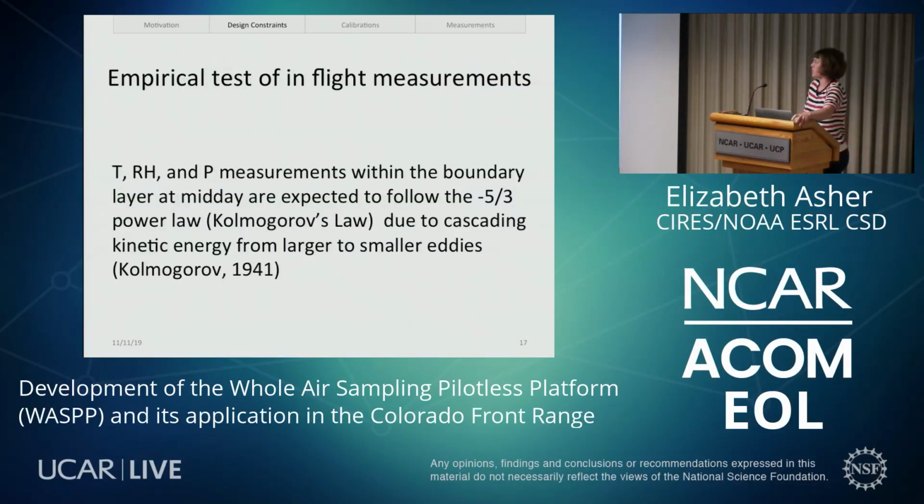Now, in addition to using previous studies as a guide, we also developed an empirical test to look at our in-flight measurements of temperature, pressure, and relative humidity, and use that as a gauge to decide if we were out of the copter rotor wash. So temperature, relative humidity, and pressure are expected to follow the negative 5/3 power law due to cascading energy from larger to smaller eddies in the atmospheric boundary layer.